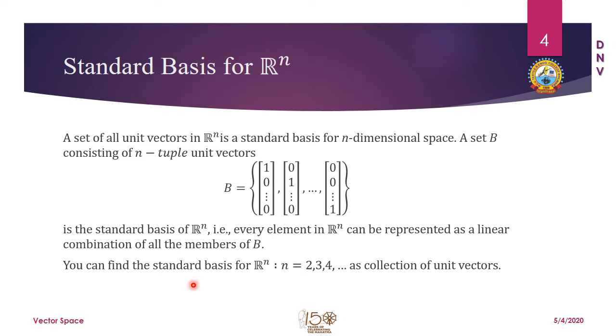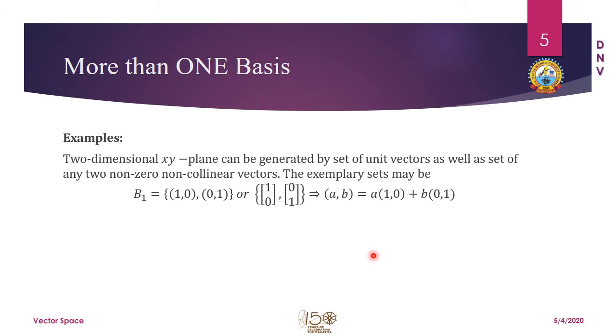So you can find the standard basis for n equal to 2, 3, 4, as many as you require for your purpose. So what is the meaning of more than one basis? We can take up an example so that it will be very clear how a vector space can have more than one basis. If we consider the two-dimensional xy plane, which can be generated with the help of unit vectors, we can always write this basis b1 equal to (1, 0), (0, 1), or in the column vector form.